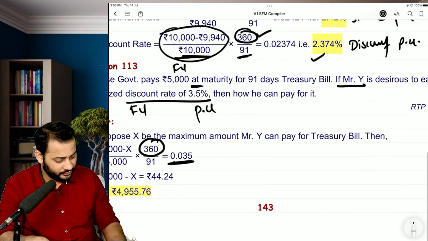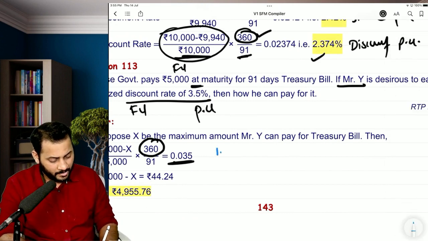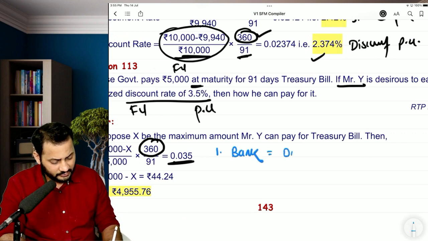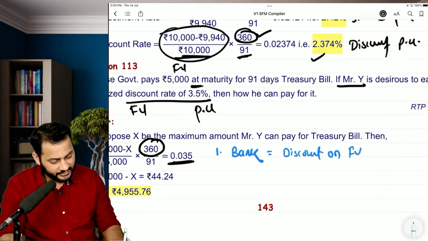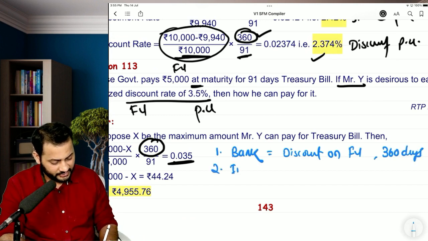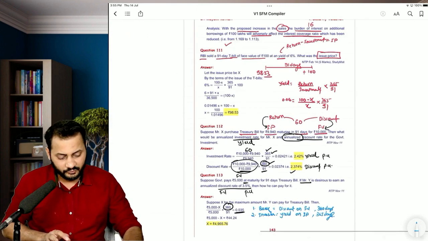First of all, please write down in your compiler itself. First of all, from the bank's angle, discount is calculated on face value and they take 360 days for that. From the investor's angle, yield is calculated on issue price and we normally take 365 days. So these are the only two things that you need to remember for all the three questions.